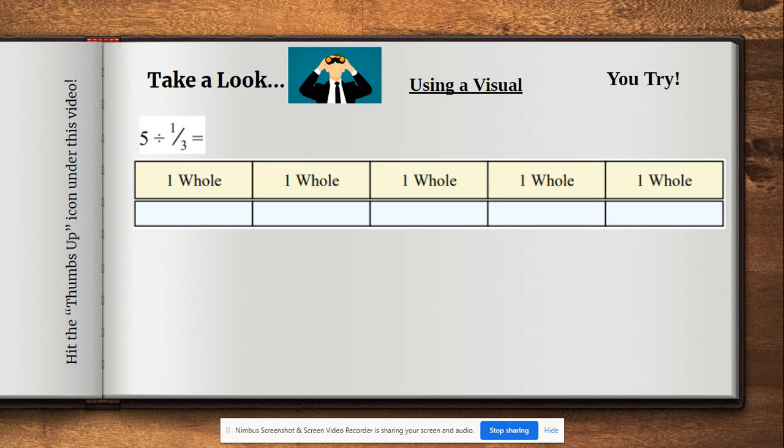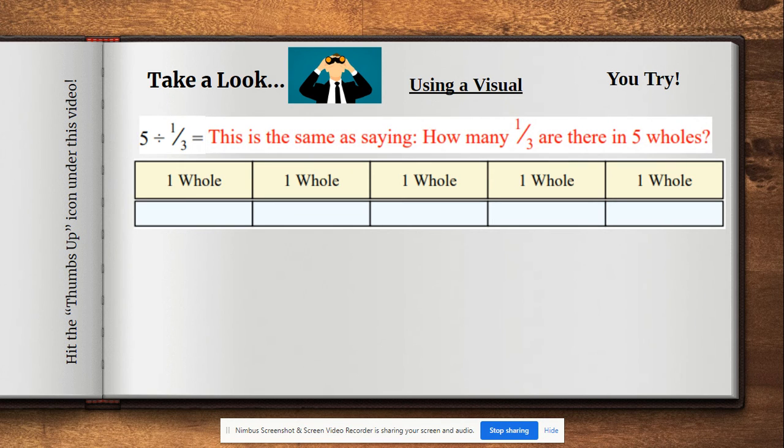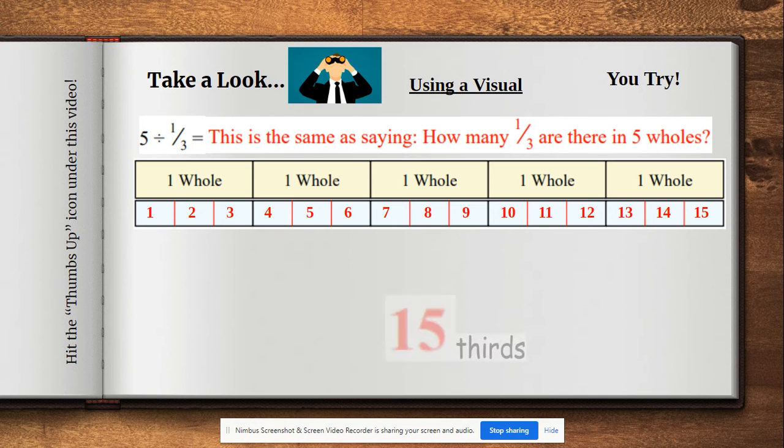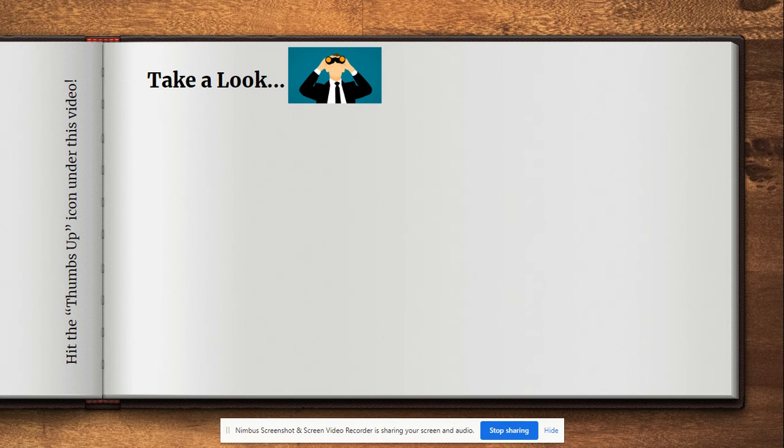So we have 5 wholes there. We need to separate that by thirds. And think, that is the same as saying how many thirds are there in 5 wholes. So if you have that, again, you're off to a great start. This is now using a visual, as I said. So then you just count them, and you should have 15. There are 15 thirds in 5 wholes. 15 thirds. Awesome.